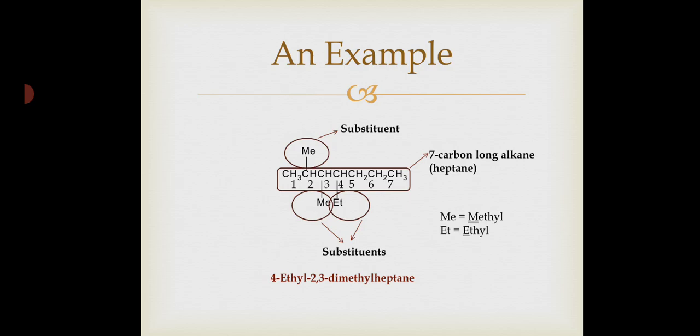Secondly, there is no gap between the prefix, suffix and the parent name. Thirdly, the numbers are separated by commas. 2 and 3, you can see it's separated by a comma, and there is a hyphen between the number and the name. That's all for today. We are going to discuss more rules for naming branched chain alkanes in the next video.